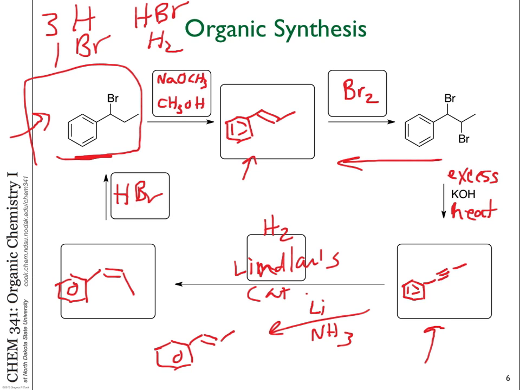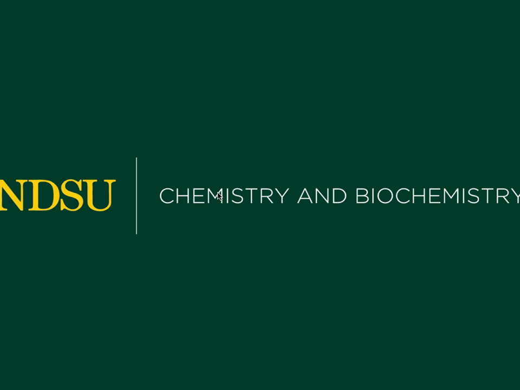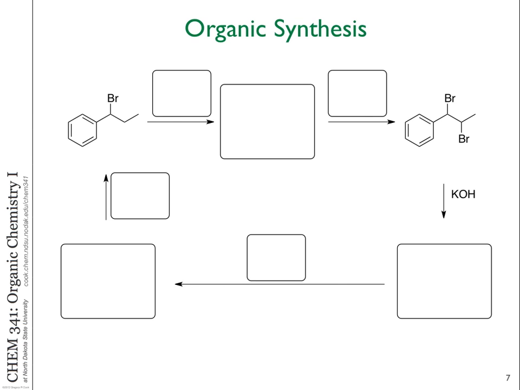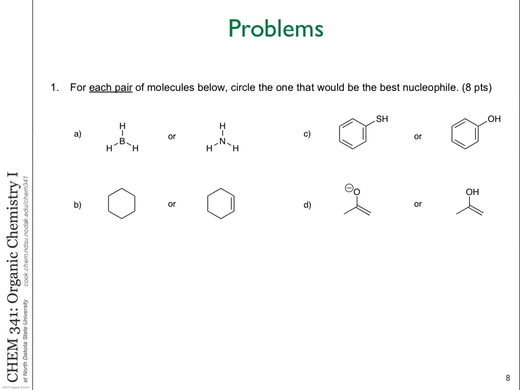So when we think about multi-step synthesis like this, by the way, if you go on in 342, you're probably seeing a lot of problems with multi-step synthesis as you build up even more and more reactions. That's the kind of thought process to go about solving those kinds of things. Okay, well, let's take a look at some other problems. Here's some that I pulled from some of the old tests.